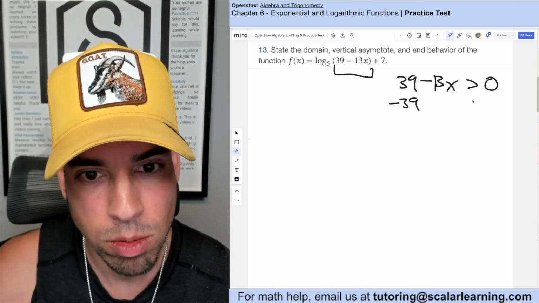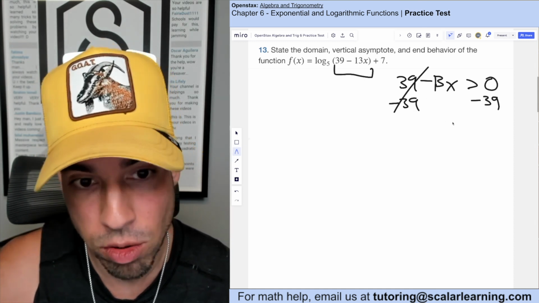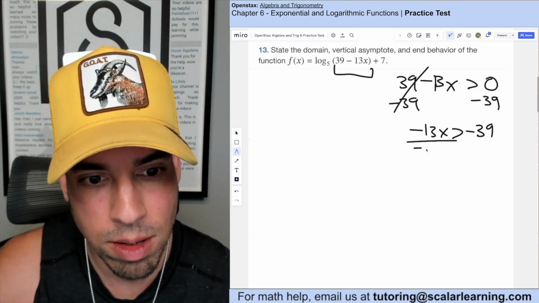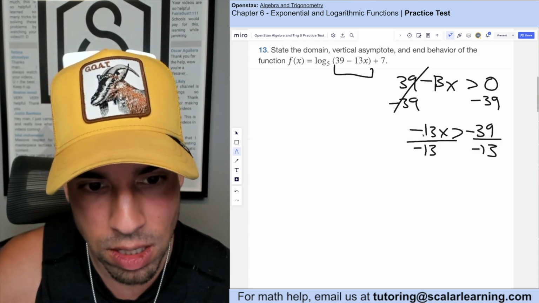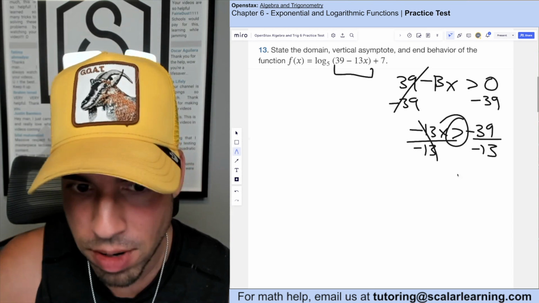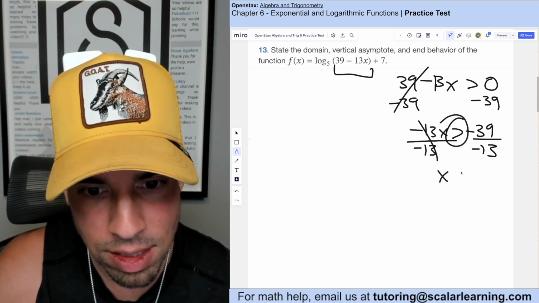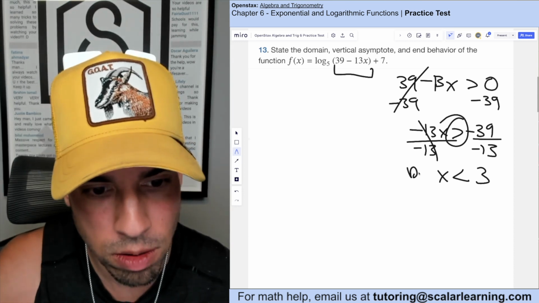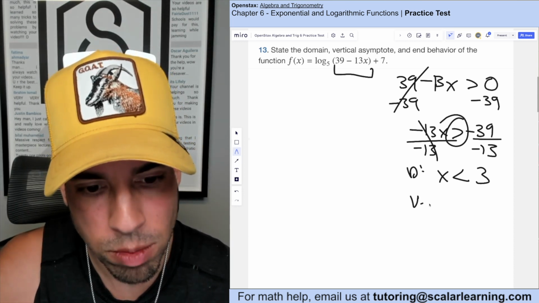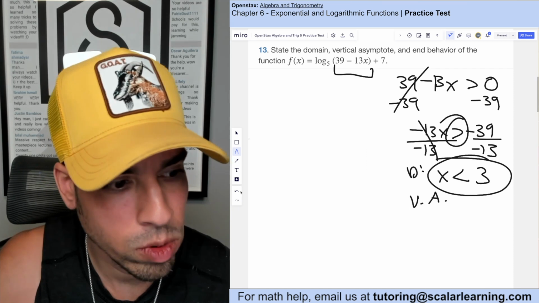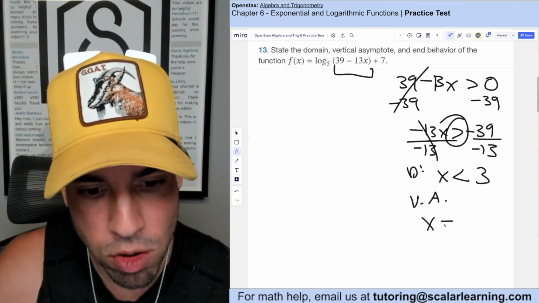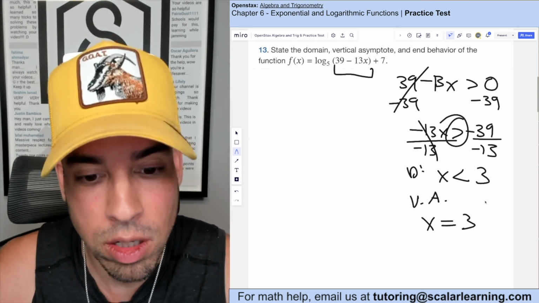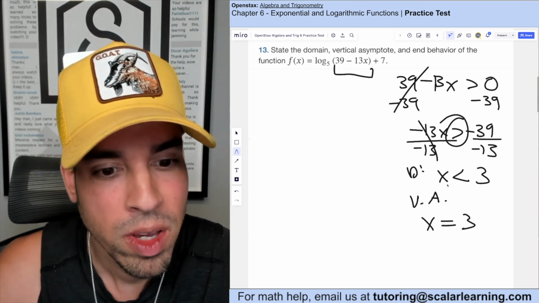So first, I'm going to subtract both sides by 39, and then I get negative 13x is greater than negative 39. Then we divide both sides by negative 13, flipping the inequality because you're dividing by a negative, and that's x is less than 3. So this is my domain right here, but that's also the starting point of our vertical asymptote. Its x is always going to be less than 3, which means we have a boundary at x equals 3. That's the vertical asymptote.